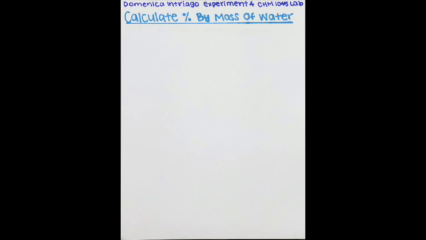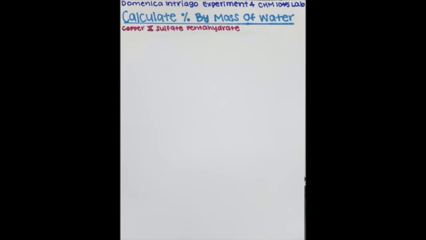I am a part of Dr. G's Chemistry 1 laboratory class at Palm Beach State College, and today I want to show you how to calculate the percent by mass of water of a hydrate. A hydrate can be described as any compound containing water in the form of H2O molecules, and the one that we're going to be using today is copper 2 sulfate pentahydrate.